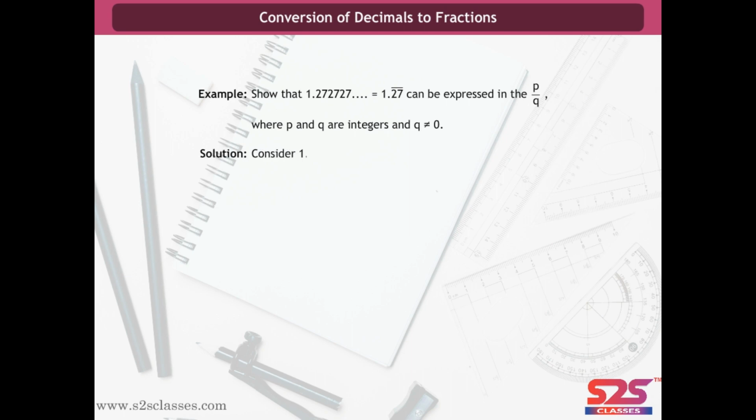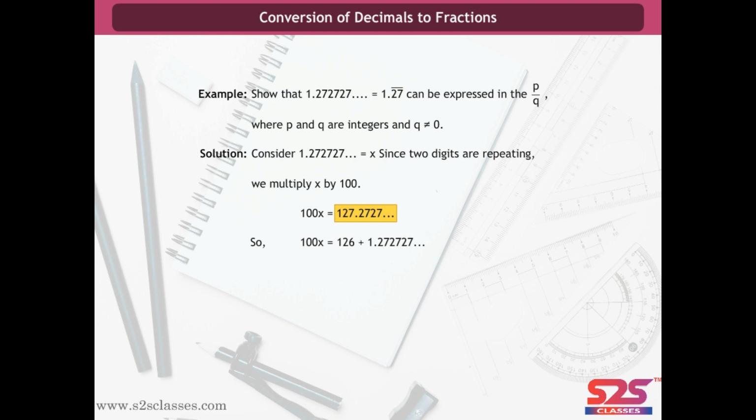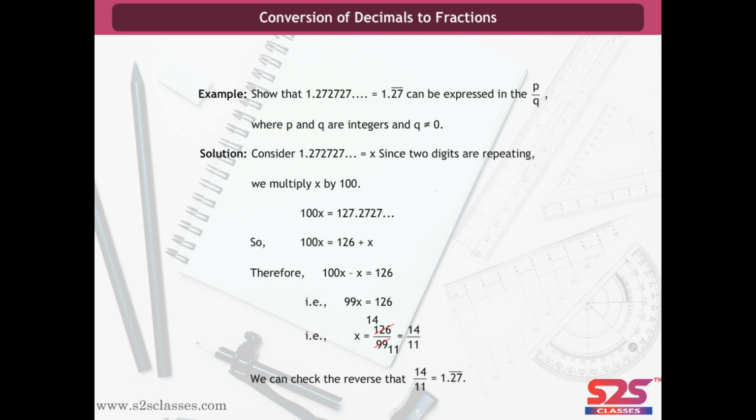Solution. Consider 1.272727 and so on equal to x. Since two digits are repeating, we multiply x by 100. We get 100x equal to 127.2727 and so on. So 100x is equal to 126 plus 1.272727, and as 1.272727 and so on is equal to x, 100x is equal to 126 plus x. Therefore 100x minus x is equal to 126. So x is equal to 126 by 99, which is 14 by 11. We can check the reverse, that is 14 by 11 is equal to 1.27 bar.